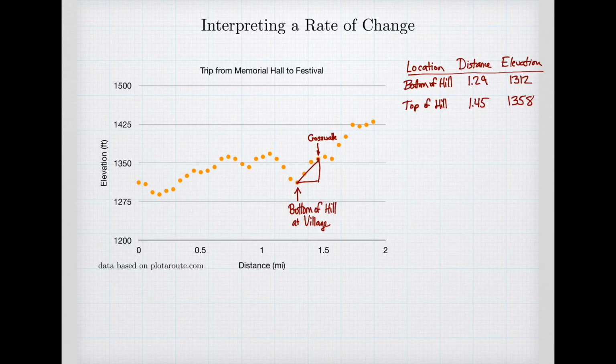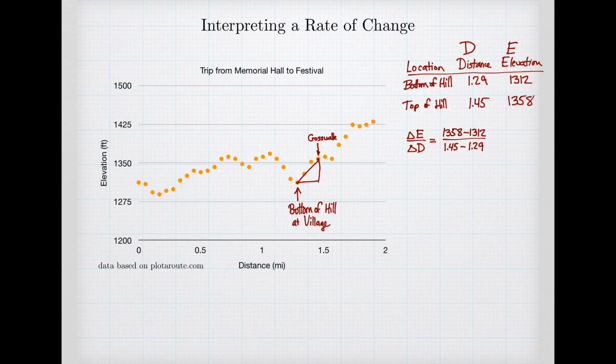So if I name my variables d for distance and e for elevation, then I can calculate my average rate of change, the change in elevation, that's my dependent variable, divided by the change in my distance traveled, that's my independent variable. That will be equal to the ending elevation, 1,358, minus my starting elevation, 1,312, divided by the ending distance traveled, 1.45 miles, minus 1.29 miles.